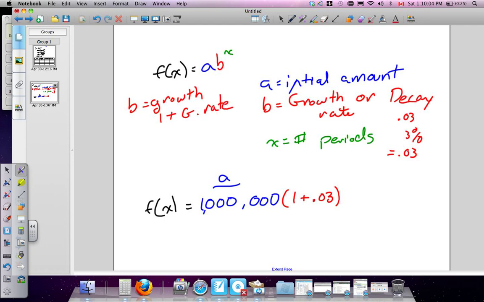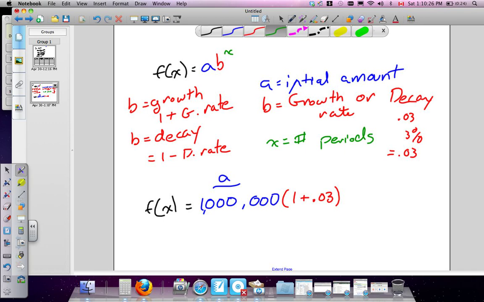And B when it's decay, usually this is done with scientific models. Technically there are other formulas for money, but this is just an example. It's 1 minus your decay rate. So if your decay rate was 0.03, you'd subtract that from 1. And let's say I invest for 5 periods, every year, and I keep it in for 5 years.